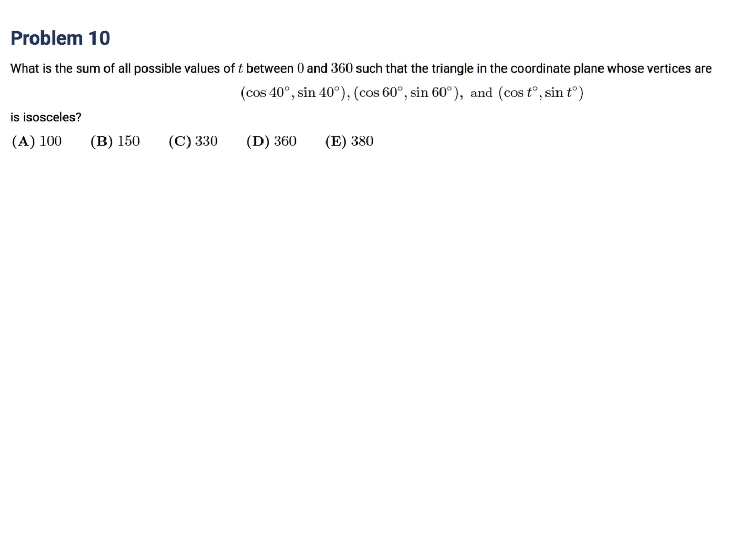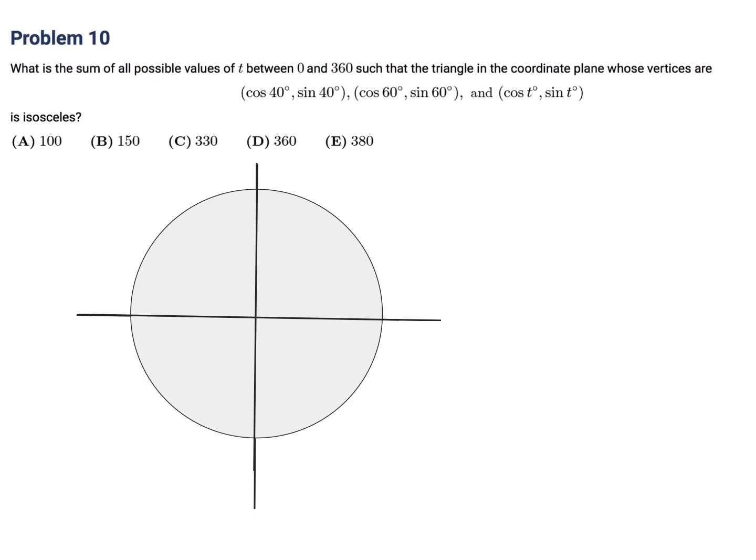Problem number 10. What is the sum of all possible values of t between 0 and 360 such that the triangle in the coordinate plane, whose vertices are cos 40, sine 40, cos 60, sine 60, and cos t, sine t, is isosceles? Okay, so the first thing I'm going to need to do is draw a little diagram here. All right, so first let's plot what they gave us, which is this guy and this guy. So cos 40, sine 40, that's going to be approximately here, right?